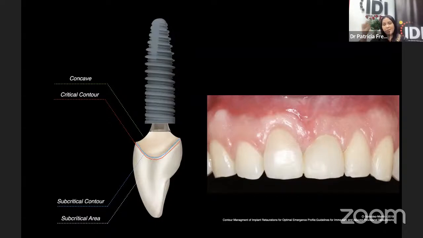The lower marginal one is our immediate provisional. And what we want now is to push the marginal gingiva apically. How to do that? Am I going to cut that? No, please don't.